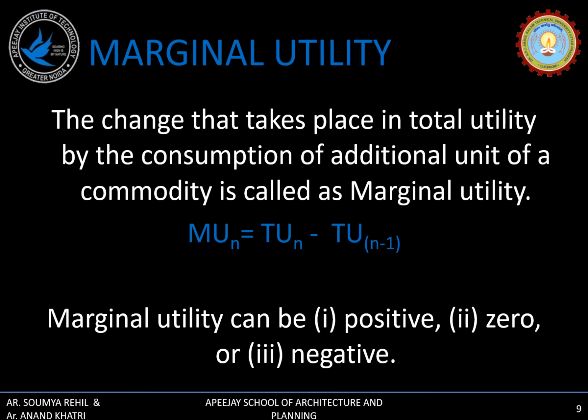That is, you no more want to have mangoes and you are sort of forcing yourself to have them. That is when your marginal utility becomes negative.